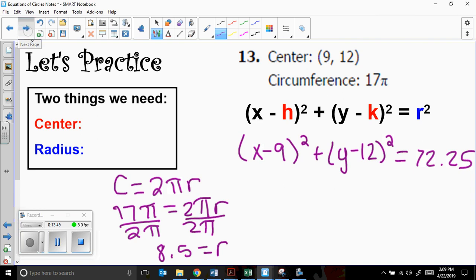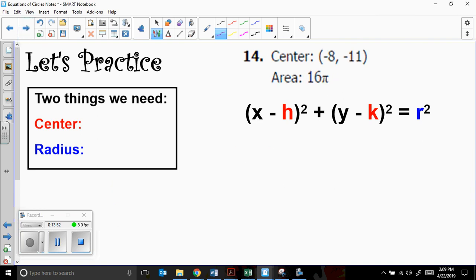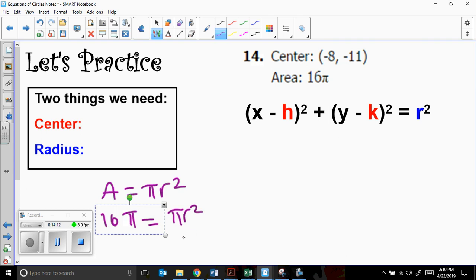So if we look at number 14, they gave us the center and the area. So we also know that we can work backwards and find the radius from area, because we know that area is equal to pi r squared. So now we just got to work backwards. So 16 pi equals pi r squared. So we're trying to get the r by itself, so we're going to divide both sides by pi. And so now we're left with 16 is equal to the radius squared.